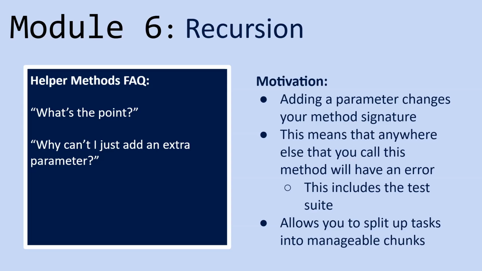And so this also includes the test suite. And you're not really allowed to edit the test suite. But if you didn't want to have that error, you would have had to if you actually added that extra parameter. So basically the reason we make the helper methods is so we have a separate method that has the extra parameter with the additional information we need to keep track of in order to perform our recursion correctly. And we don't mess up the test suite or any other methods that are calling the overall recursive method we already have. And additionally, you're splitting things up into more manageable chunks.